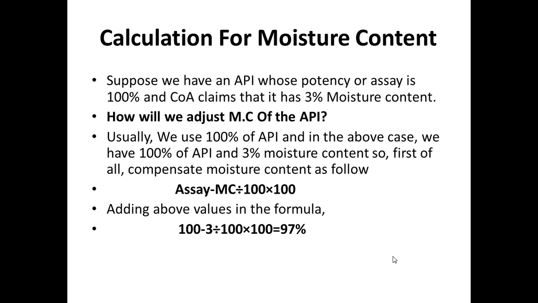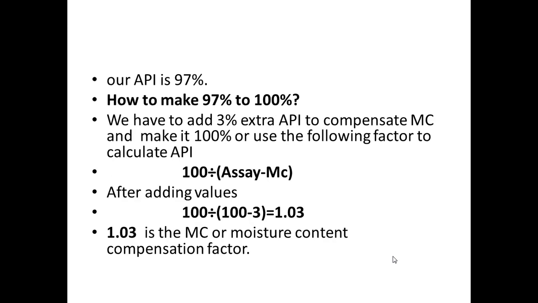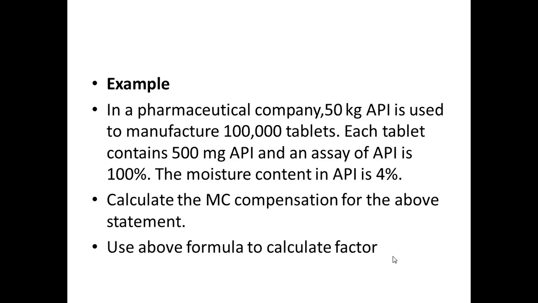Assay minus moisture content, divided by 100, multiplied by 100. Adding the above values in the formula, we obtain 97%. Our API is 97%. How to make 97 to 100%? We have to add 3% extra API to compensate moisture content and make it 100%, or use the following factor to calculate API. Now the formula is as follows: 100 divided by assay minus moisture content. After adding the values, we will obtain a factor that is 1.03. It is the moisture content or compensation factor.